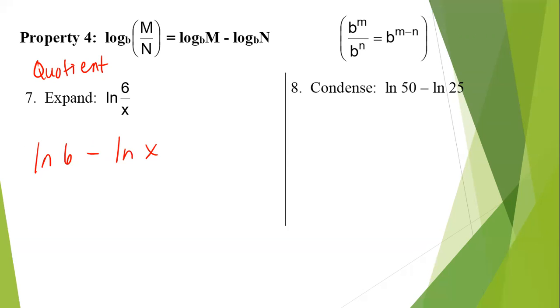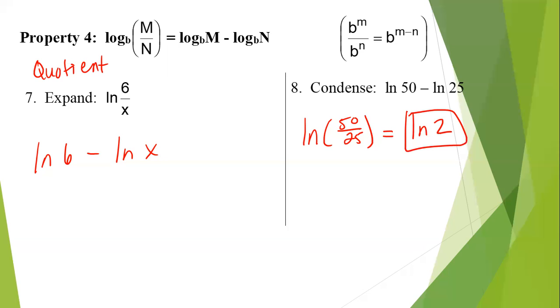Yes, example 7. All right, example 8, I want to combine like terms. So I want to go from subtraction to what? Division, to combine like terms. So we have natural log of 50 divided by 25. And what is 50 divided by 25? 2. So the natural log of 2 is our final answer. Okay, how do we feel about property number 4?